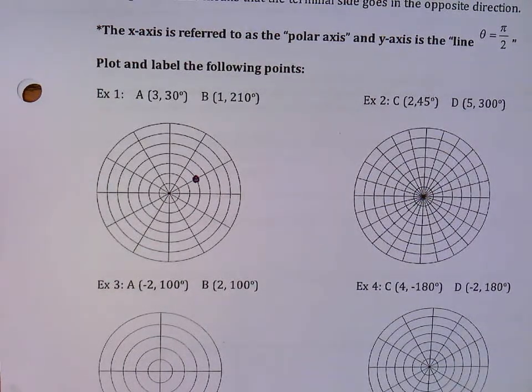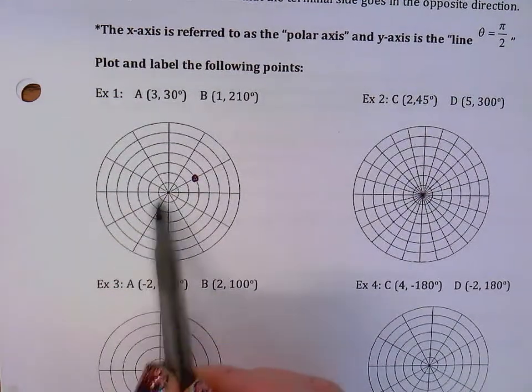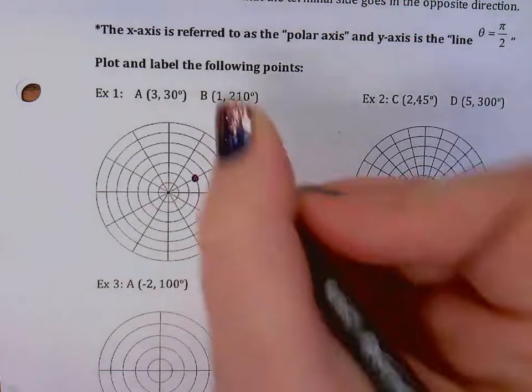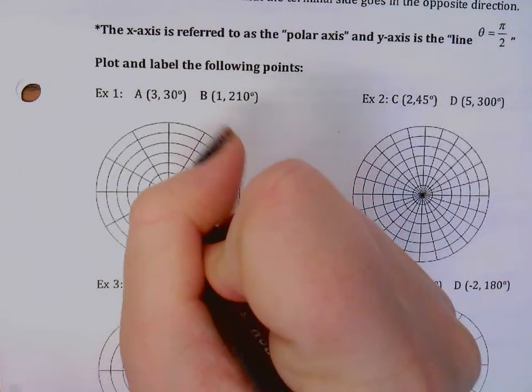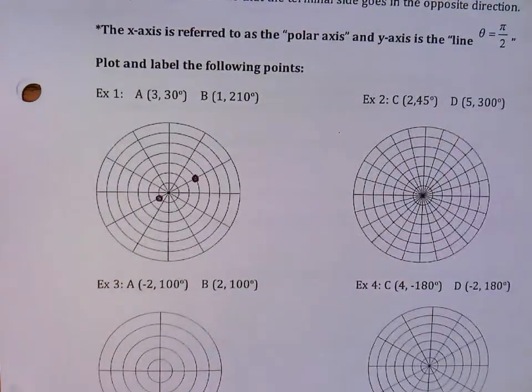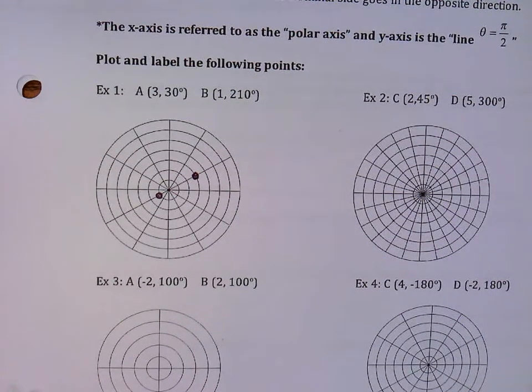So 1, 210: I'm going to go all the way over to 210, just past 180, and that's very close to the origin. It's just 1 radius out from the origin. Does that kind of make sense, how to plot those?